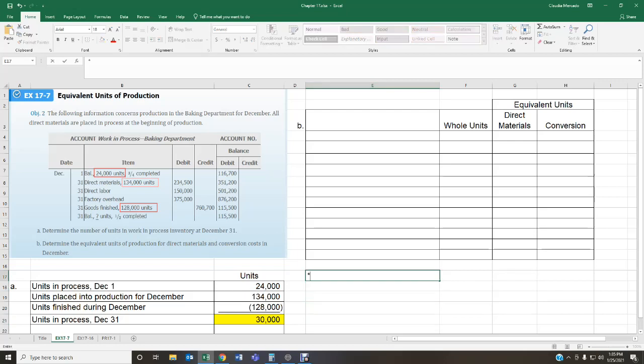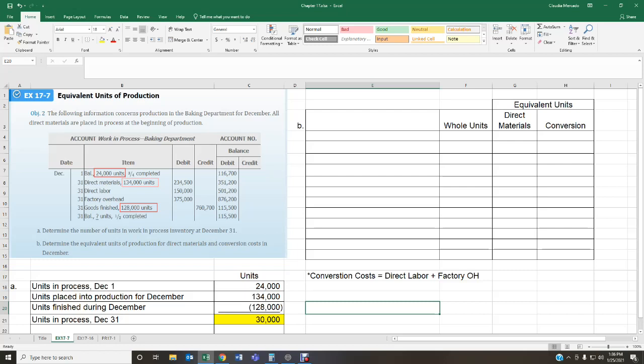Okay, so conversion cost is equal to your direct labor plus your factory overhead. So we have direct materials, direct labor, and overhead. And direct labor and overhead combined gives you your conversion cost.